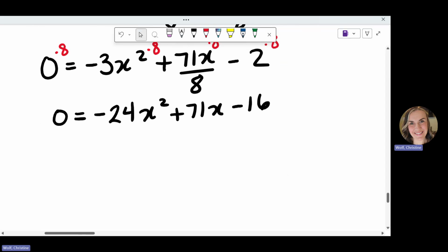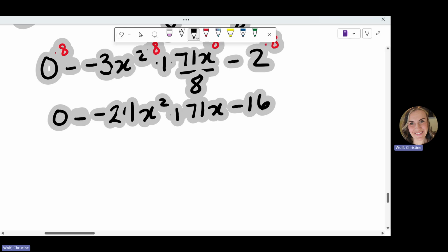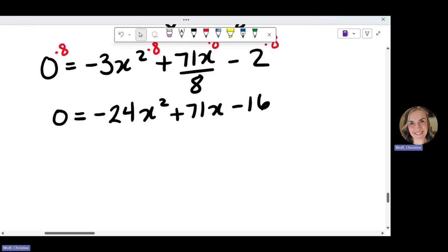If you want to try to factor that, I would highly recommend first dividing out that negative, right? We don't like that guy. I'll tell you right now that you can't factor it.